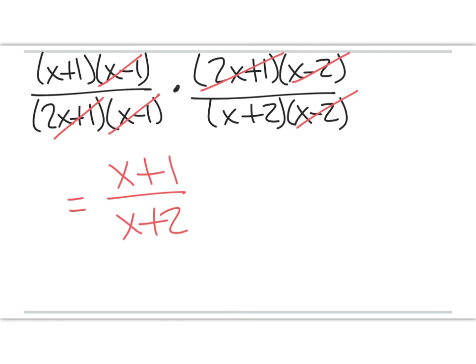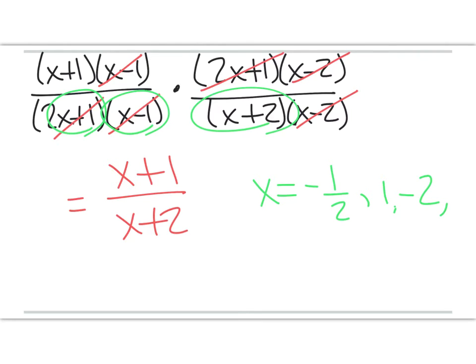And anything causing division by 0 will be an issue to us. At 2x plus 1, setting that equal to 0 would give us negative 1/2, which would be a problem. x minus 1, we don't want it to be 1. x plus 2, negative 2 would be a problem. x minus 2, that means we don't want it to be 2 either. So we can't allow negative 1/2, 1, negative 2, or positive 2.